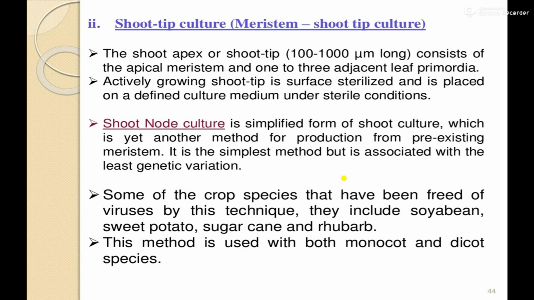Then next is shoot tip culture in organ culture, that is meristem shoot tip culture. In that, the shoot apex or shoot tip is 100 to 1000 micrometers long. It consists of the apical meristem and one to three adjacent leaf primordia. Actively growing shoot tip is surface sterilized and is placed on a defined culture medium under sterile conditions.